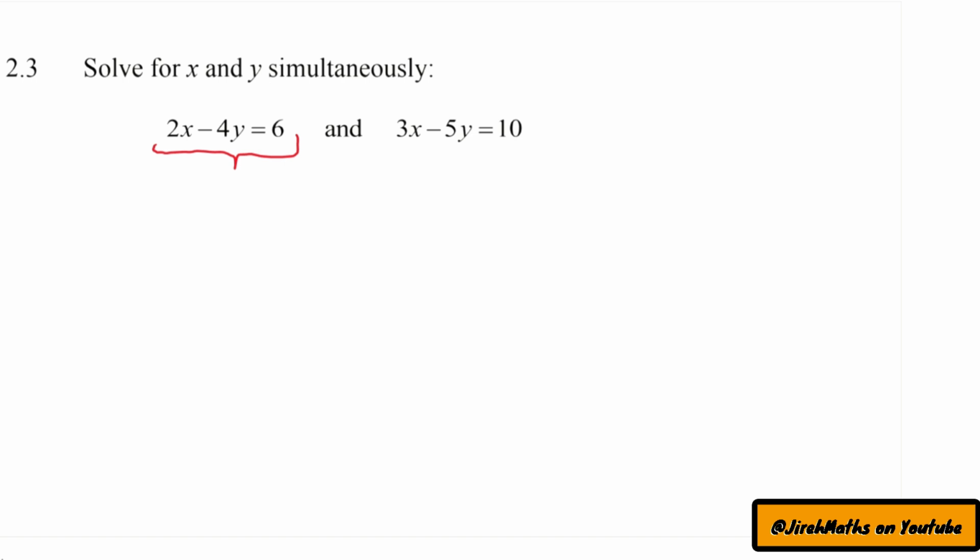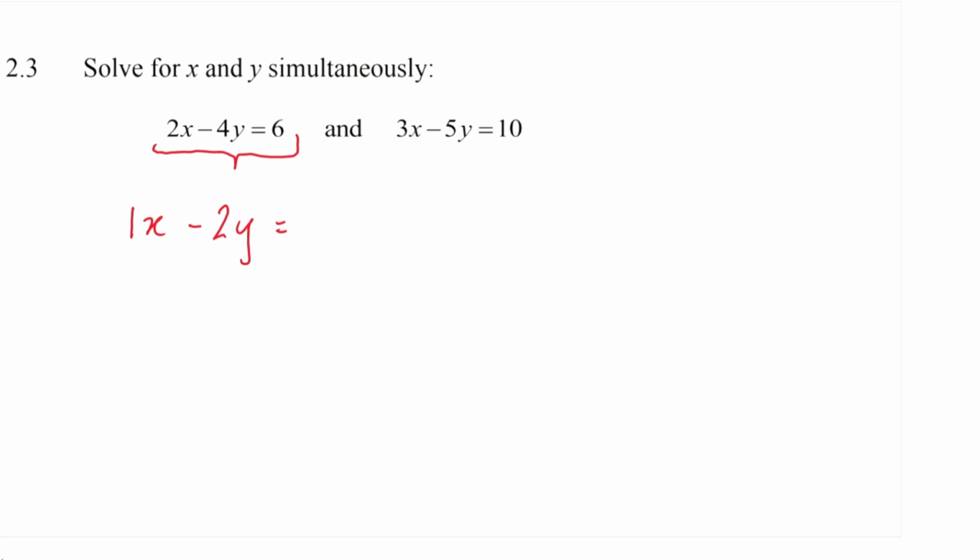So 2 divided by 2 is 1, so that becomes 1x. Minus 4 divided by 2 is 2, so that's 2y equals 2. 6 divided by 2 is 3. Perfect. Now 1x can be written as x. So this equation is simply x minus 2y is equal to 3. If we take the minus 2y across, we have x is equal to 3 plus 2y.